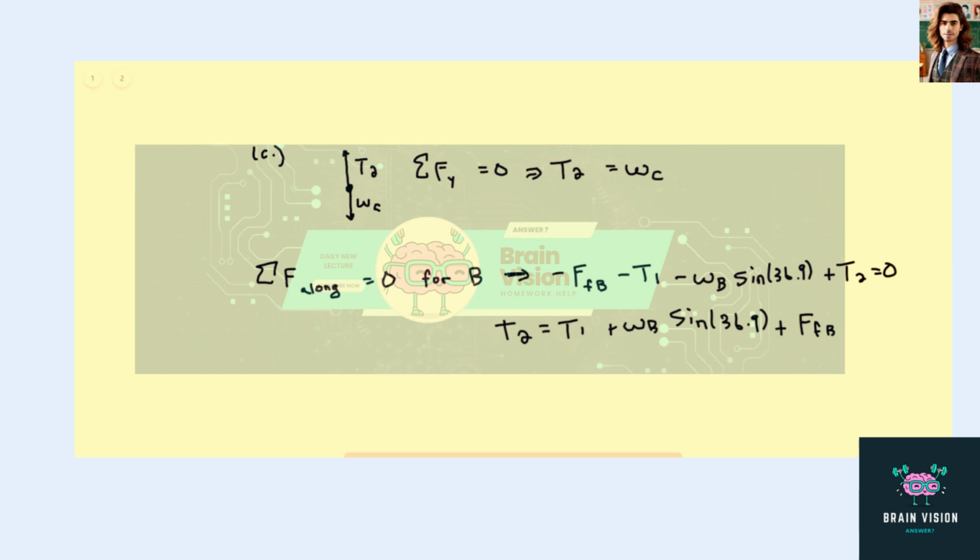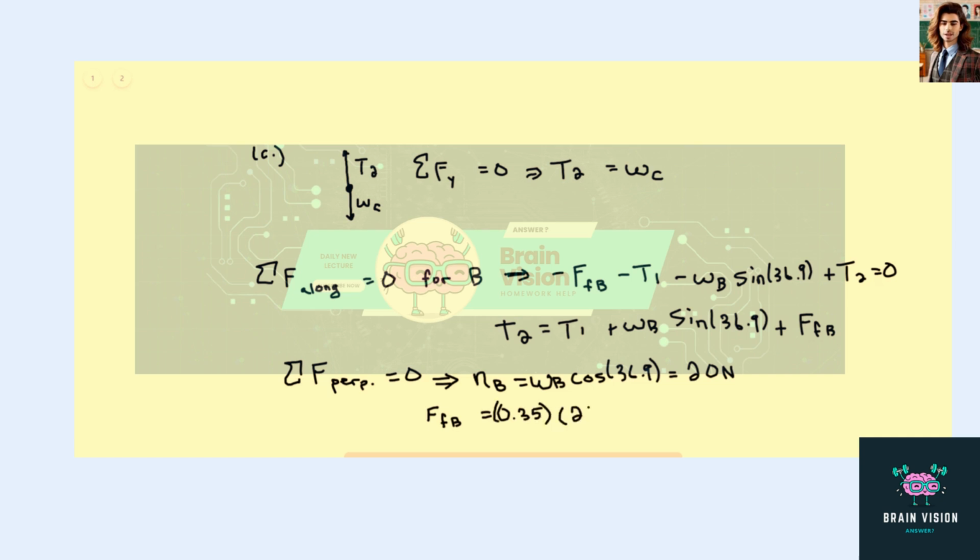Now we want to figure out what this friction force of B is. And in order to do that, we're going to do the sum of the forces perpendicular to the ramp. It's equal to 0 because there's no acceleration in that direction. And this equation implies that the normal force of block B is equal to the weight of B times cosine of 36.9. Well, we know what the weight of block B is, so we can easily calculate the normal force here, and it's equal to 20 newtons. This implies that the friction force of B is equal to 0.35, which is just the coefficient of kinetic friction they gave us, times the normal force. And this gives us 7 newtons.